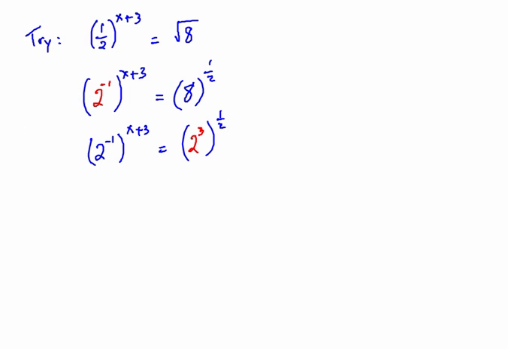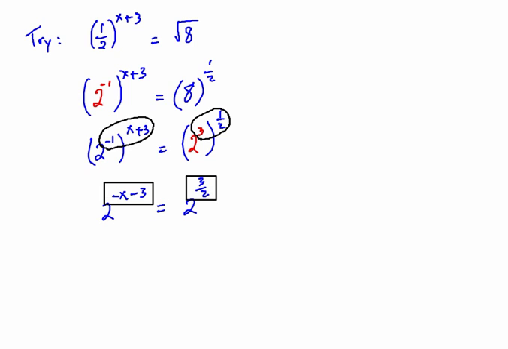Okay, and then again we have powers to powers, and we have same bases on both sides. So I will use exponent properties. We will multiply there, and we will multiply here. So on the left-hand side we will have 2 to the negative x minus 3. Again, being careful to distribute the negative over to the 3. On the right-hand side we'll have 2 to the 3/2 power. So therefore this exponent has to equal this exponent. So therefore negative x minus 3 has to equal 3/2.